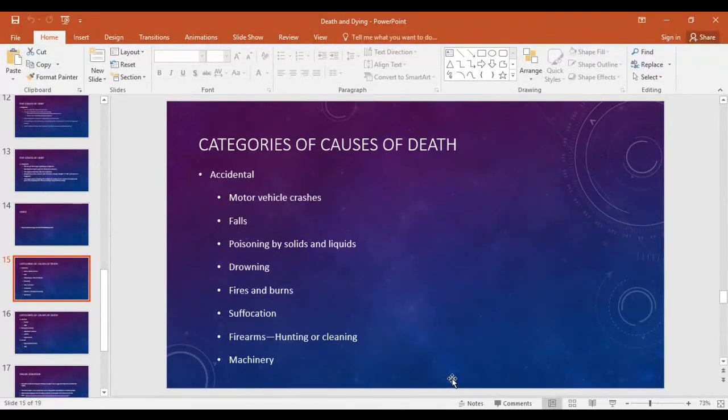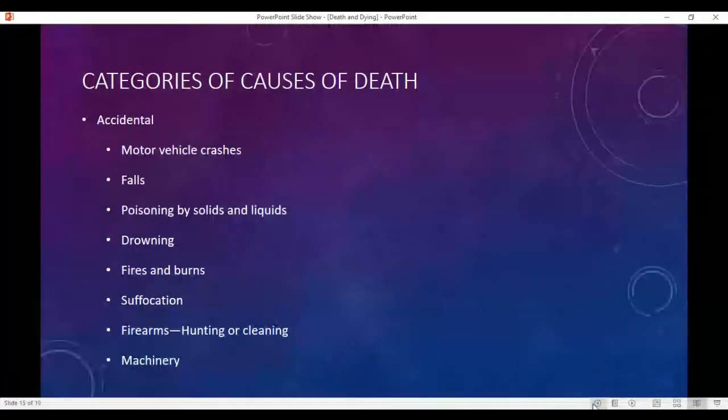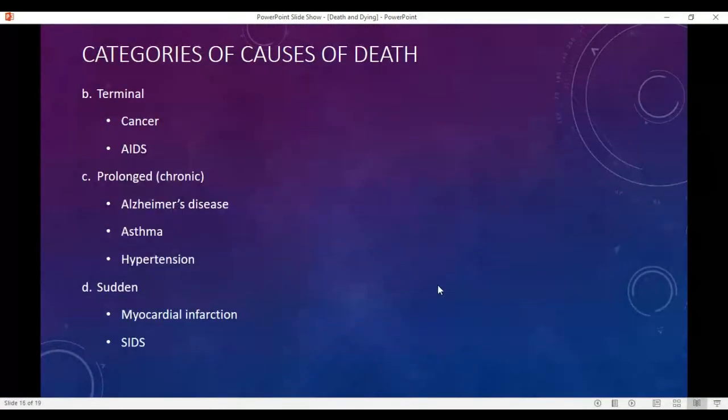All right. So, categories of causes of death. You have your accidental, which is your motor vehicle crashes, falls, poisoning by solids and liquids, drownings, fires and burns, suffocation, firearms, machinery. Your terminal deaths: cancer, AIDS. Prolonged or chronic ones: Alzheimer's disease, asthma, and hypertension. Sudden deaths are your myocardial infarction and SIDS.